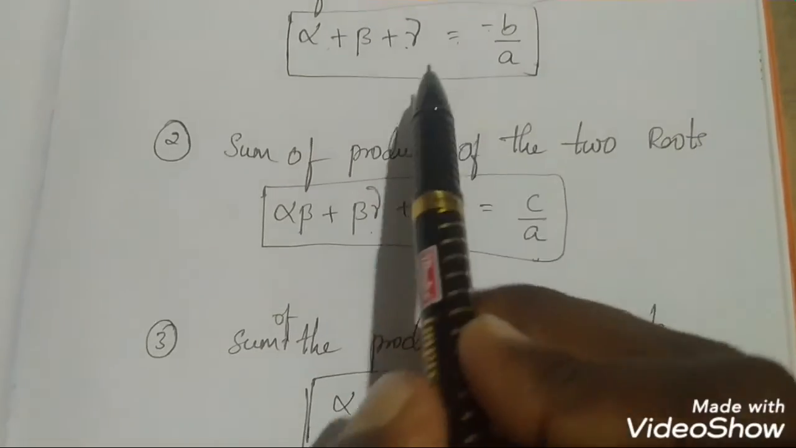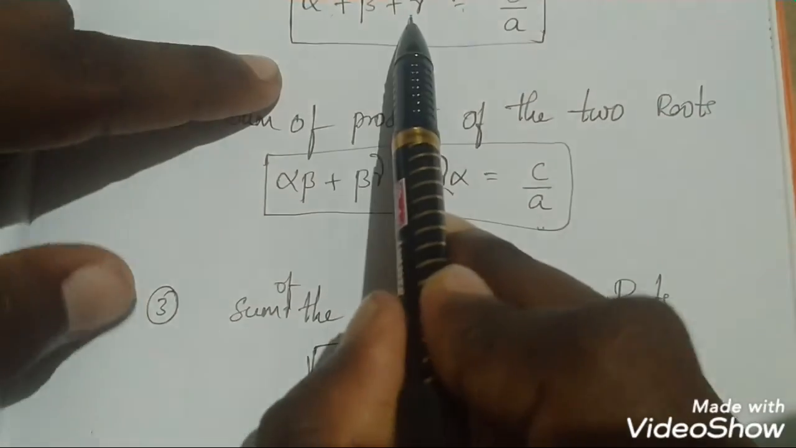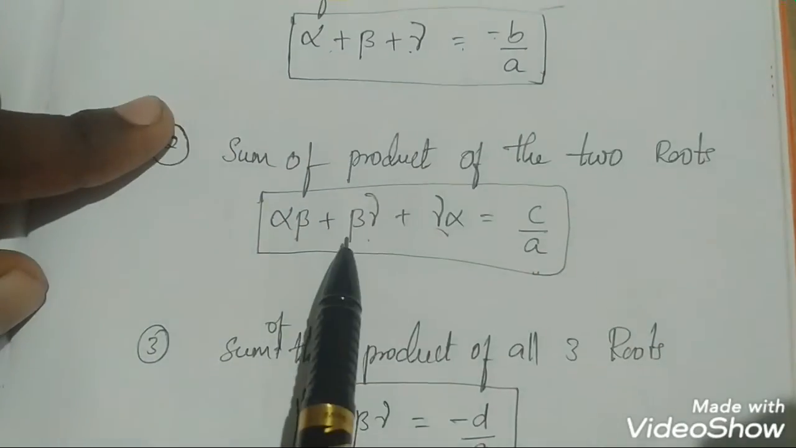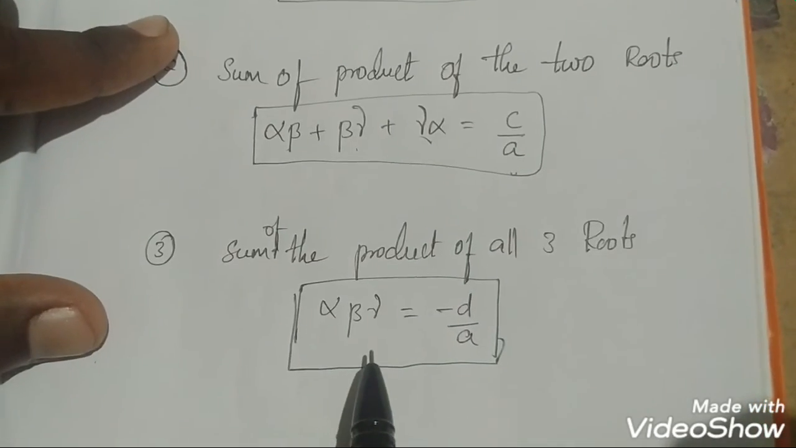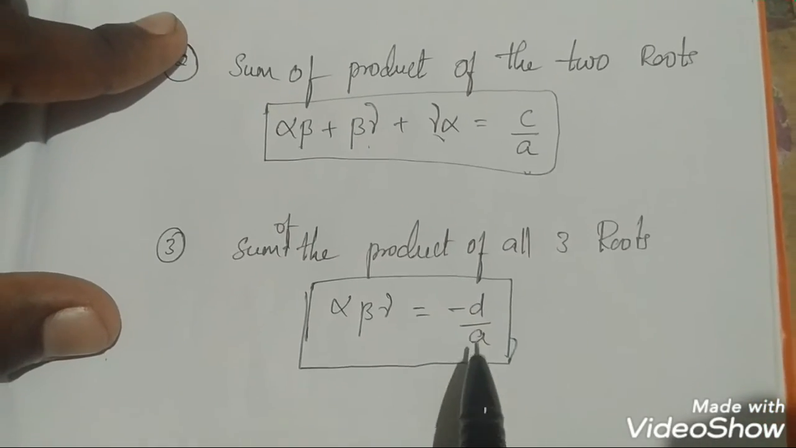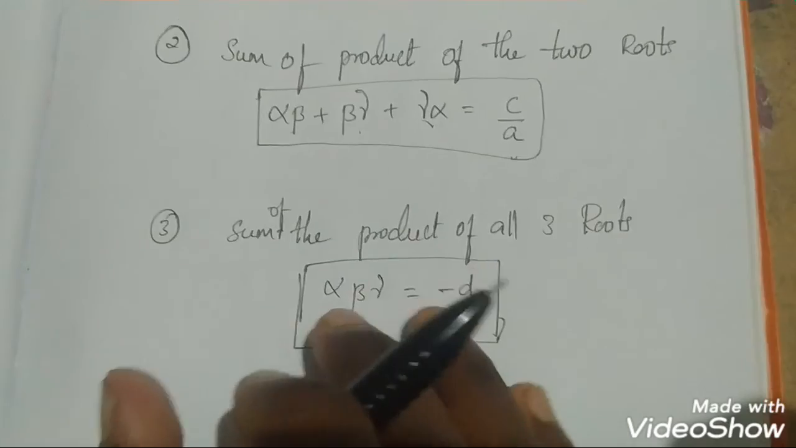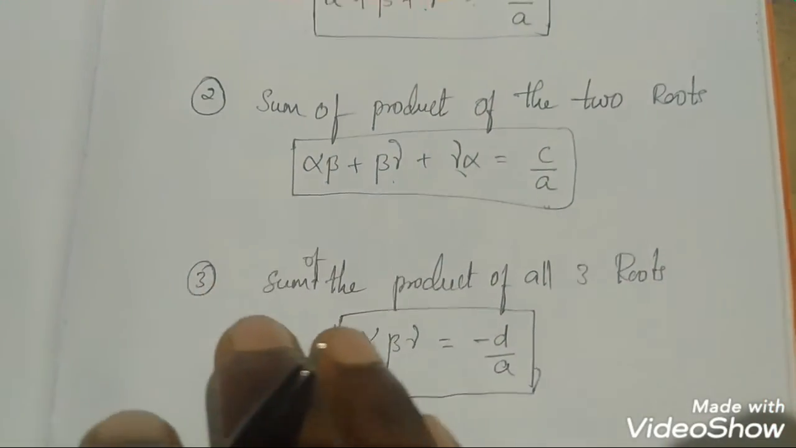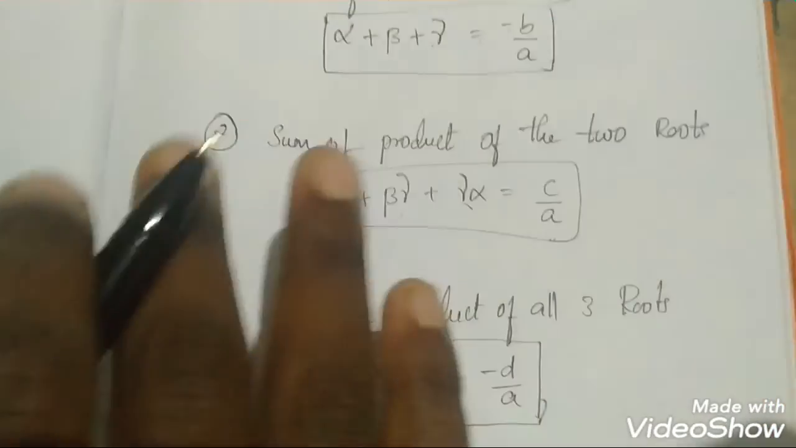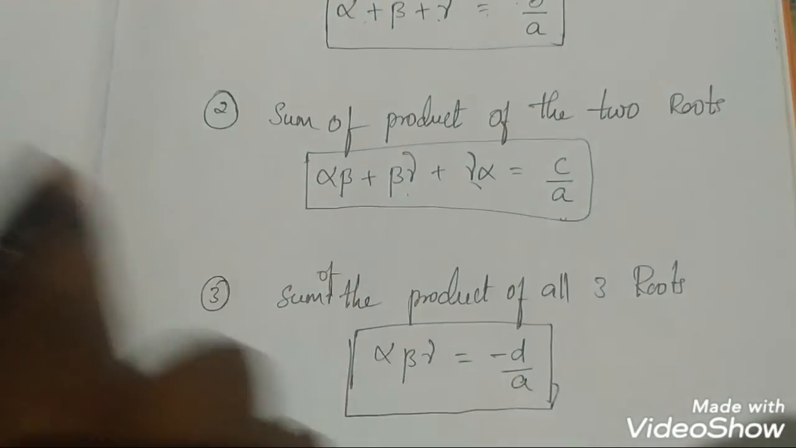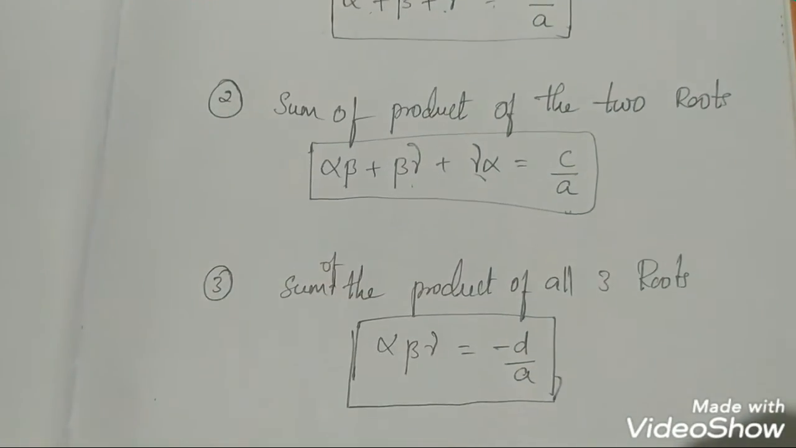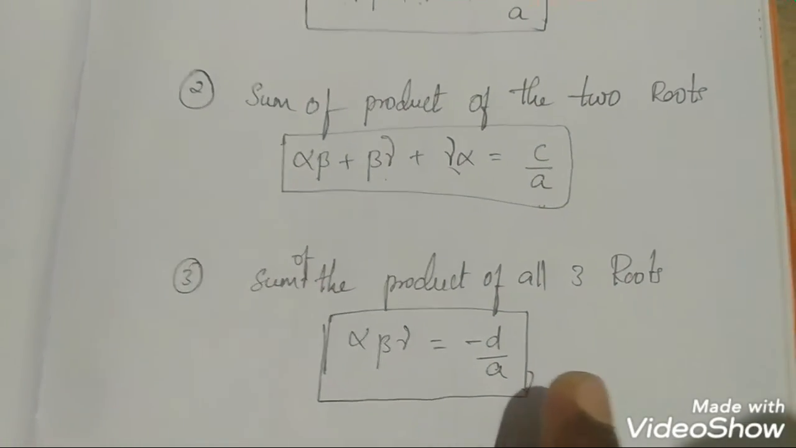See here, the sum of the roots is minus b by a, whereas the sum of the product of 2 roots is c by a, and the product of all 3 roots is minus d by a. So this is all about the relationship between roots and coefficients of both the quadratic polynomial and cubic polynomial. By using these 2 plus 3, 5 relationships, you can find the roots.